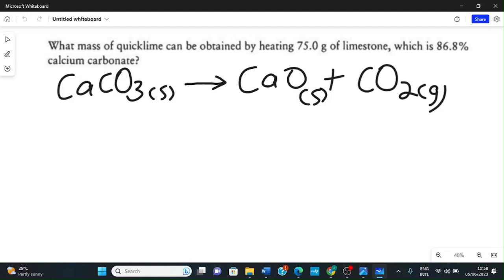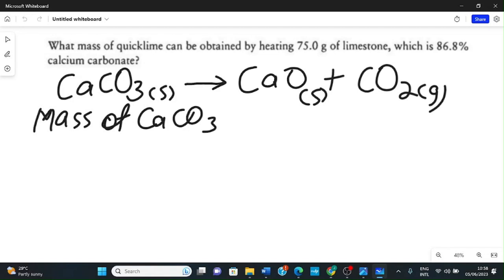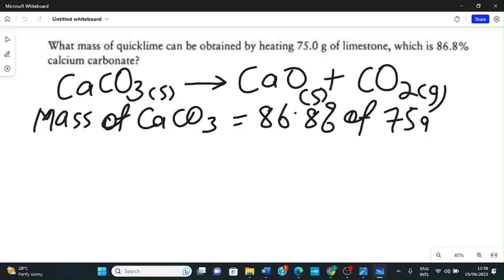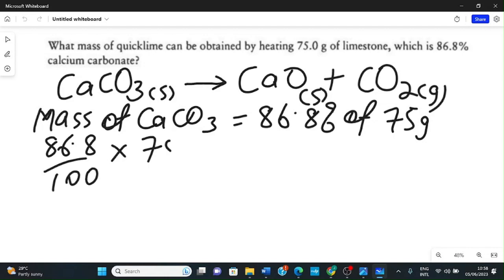And from the question, the calcium carbonate is what? 86.8% of what? Limestone. So mass of calcium carbonate is equal to what? 86.8% of 75 grams of limestone. So mathematically, it means 86.8 over 100 multiplied by what? 75 over 1, to get the mass of calcium carbonate.